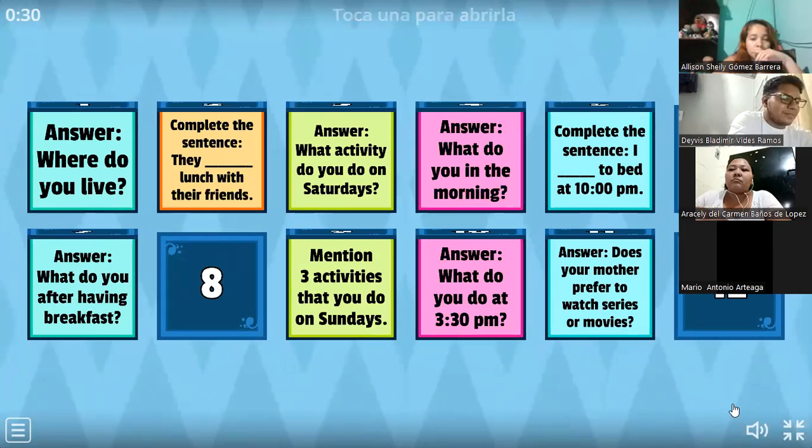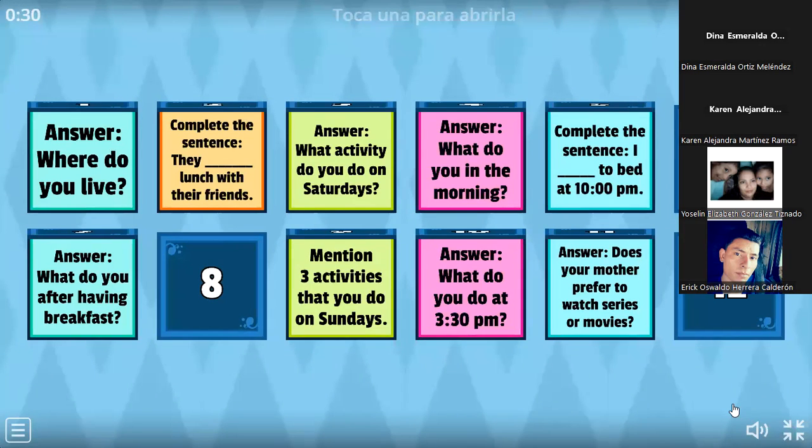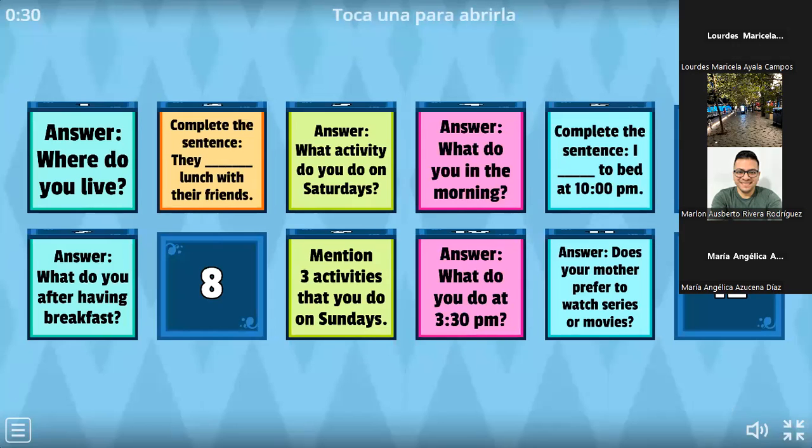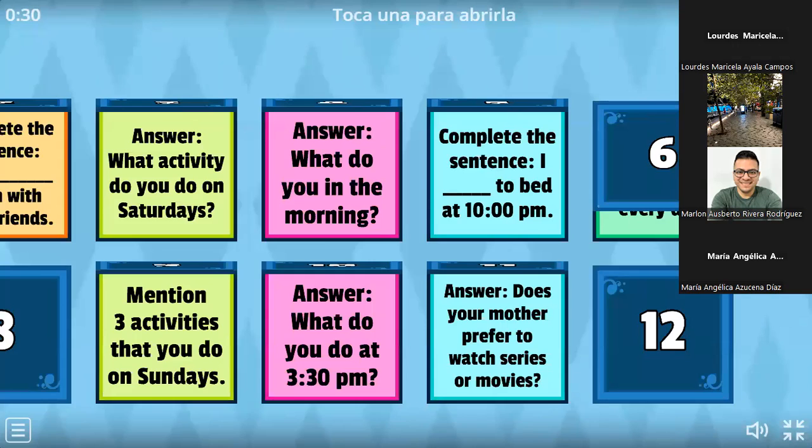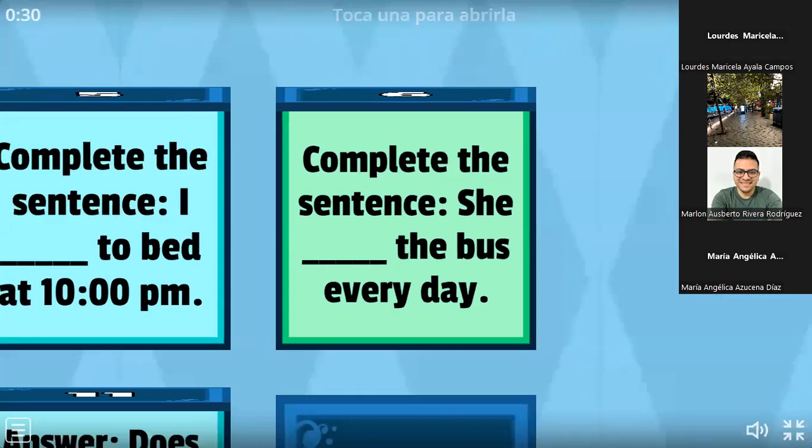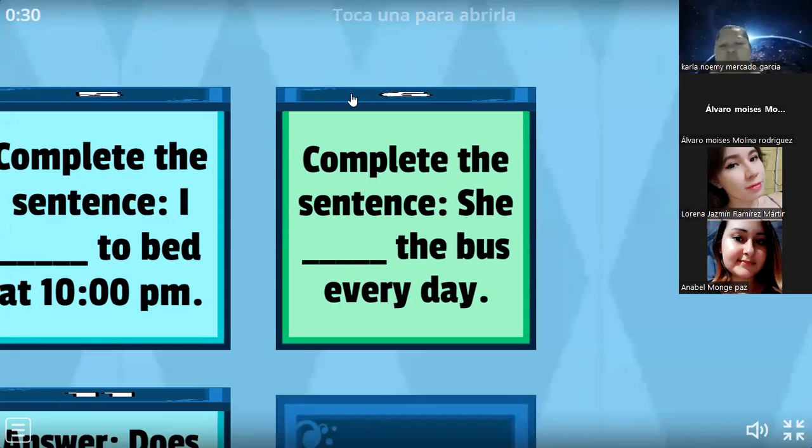Vamos a hacer la última. Vamos a ver. Eric. Okay. Number 6. Complete the sentence. She the bus every day. She take the bus every day. She take. Are you sure? ¿Qué dice el público? She takes. Yes. She takes. Correct. Okay.